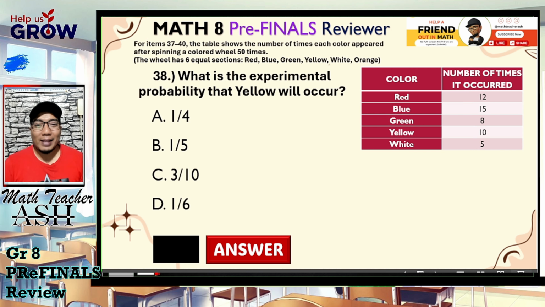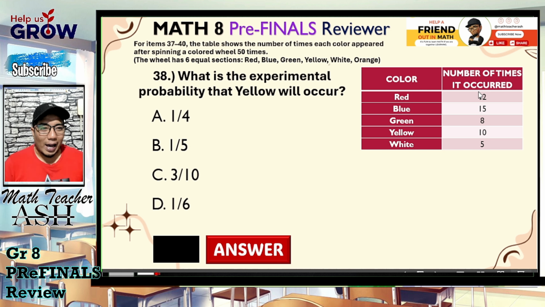Now let us go to question number 38. What is the experimental probability that yellow will occur? Is it A, 1/4, B, 1/5, C, 3/10, or D, 1/6? I'll give you 5 seconds to think about your answer. Alright, my dear math learners. Now, the question here is experimental probability. So, experimental probability means the actual times it occurred. So, we have here for yellow, yellow is 10.